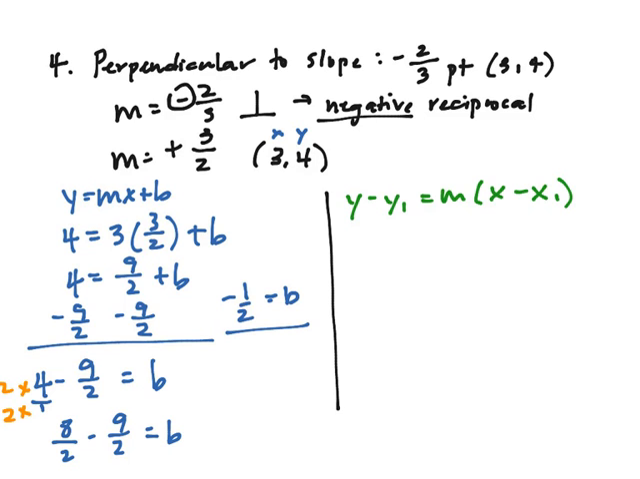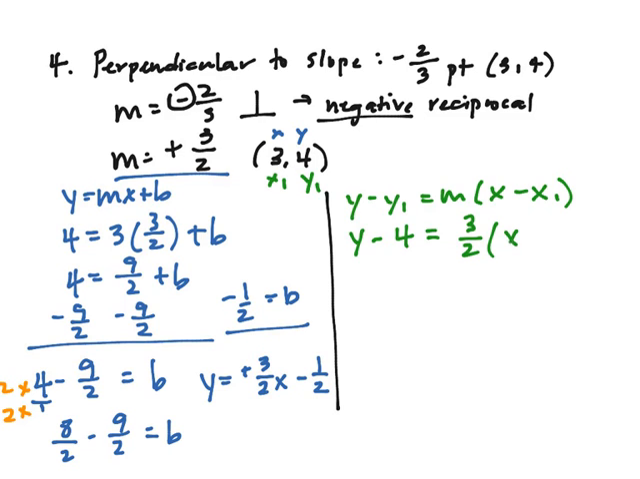So I have b and I have m, and so I can create my equation. So that's y equals positive 3/2 x minus 1/2. Now let's use the point-slope form. So we have x sub 1 and y sub 1. Okay, let's go ahead and substitute. So we have y minus 4 equals 3/2 times x minus 3.